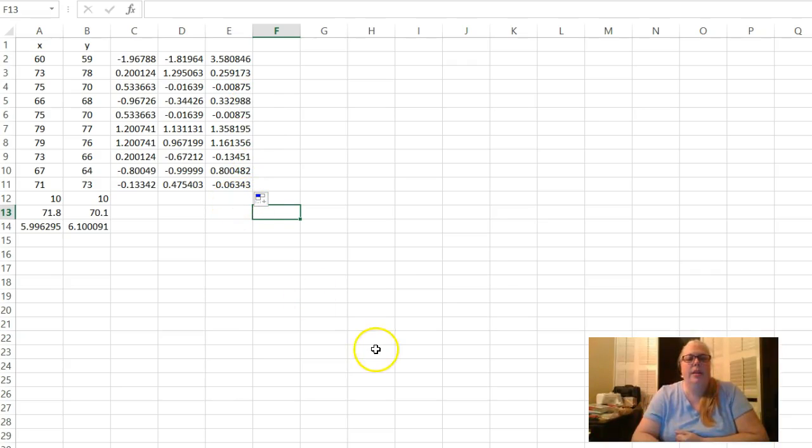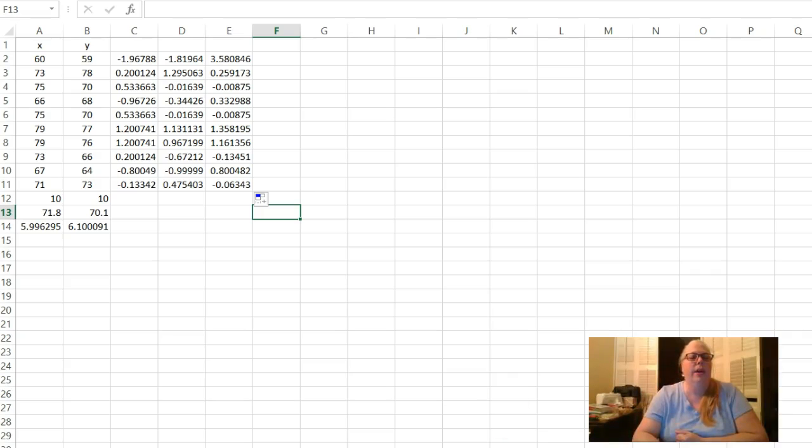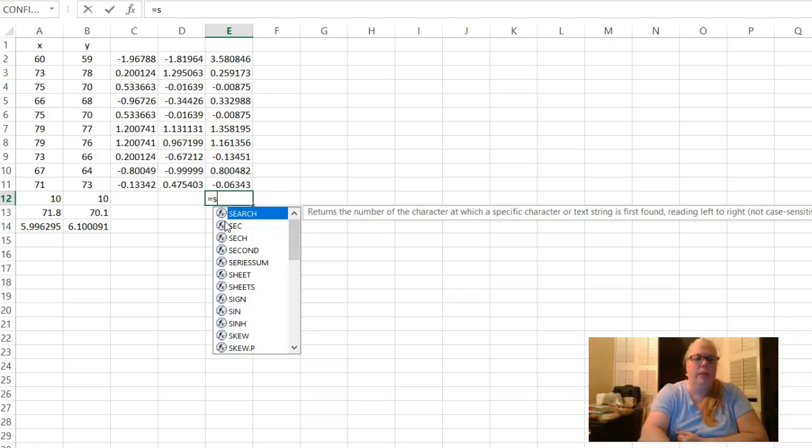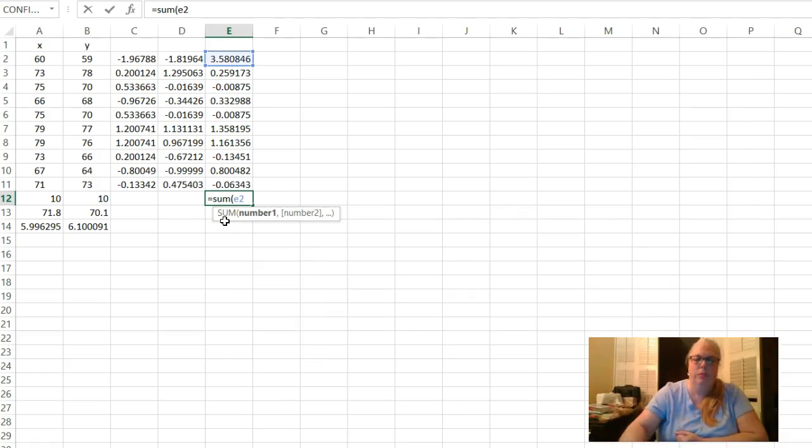Okay, the next thing that my formula told me to do, once I have all my products, I need to add them together. That's what that little sigma sign says. So down here, I am going to add together all of these numbers in column E. All right, so we're going to add together E2 to E11. And there's what I get.